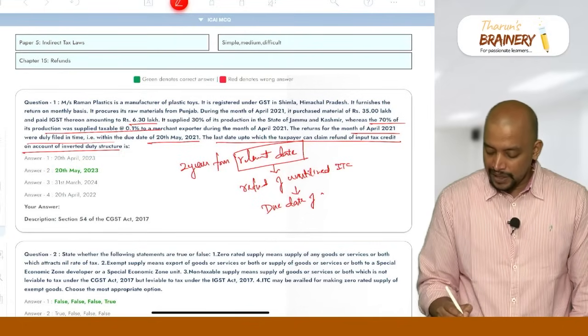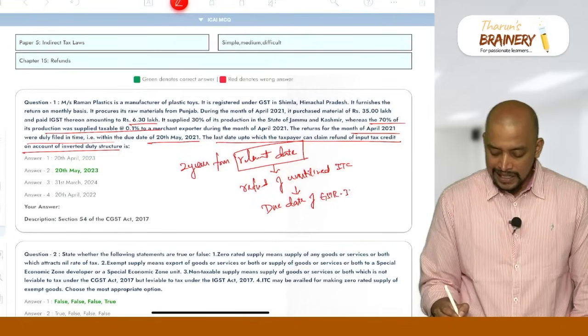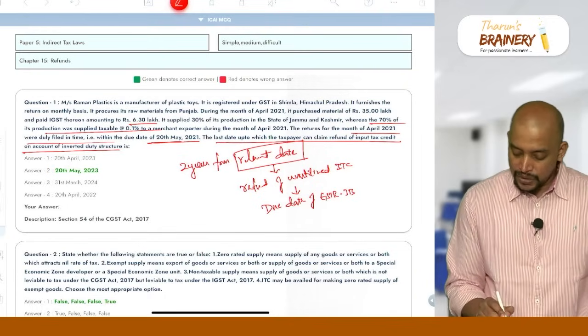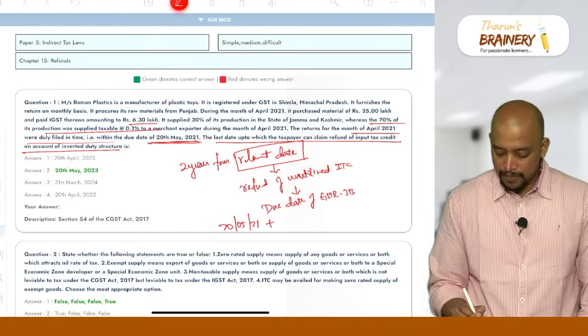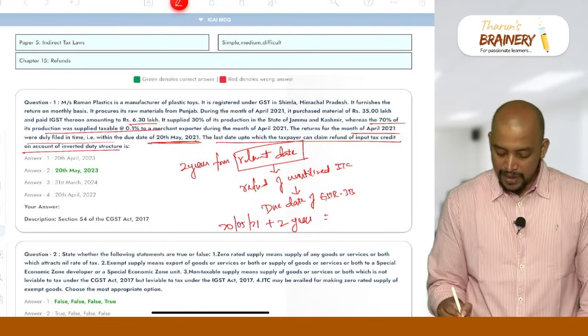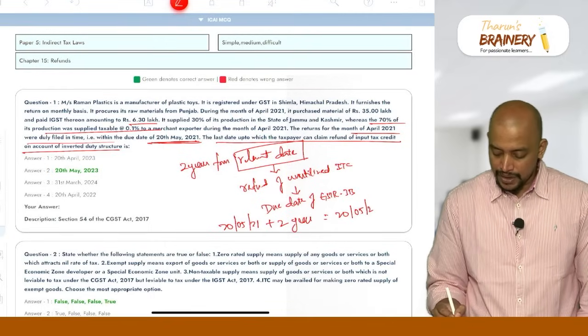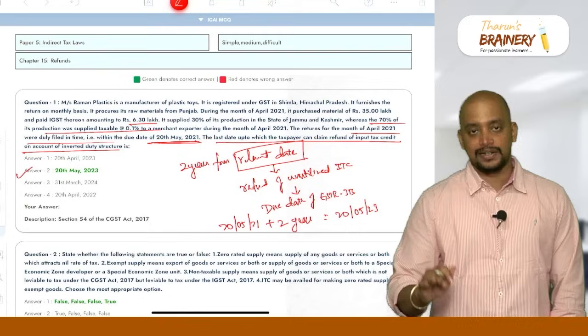What is the due date of GSTR 3B? The GSTR 3B due date is 20th May. So 20th May 2021 plus 2 years will be 20th May 2023. Option B is the answer.